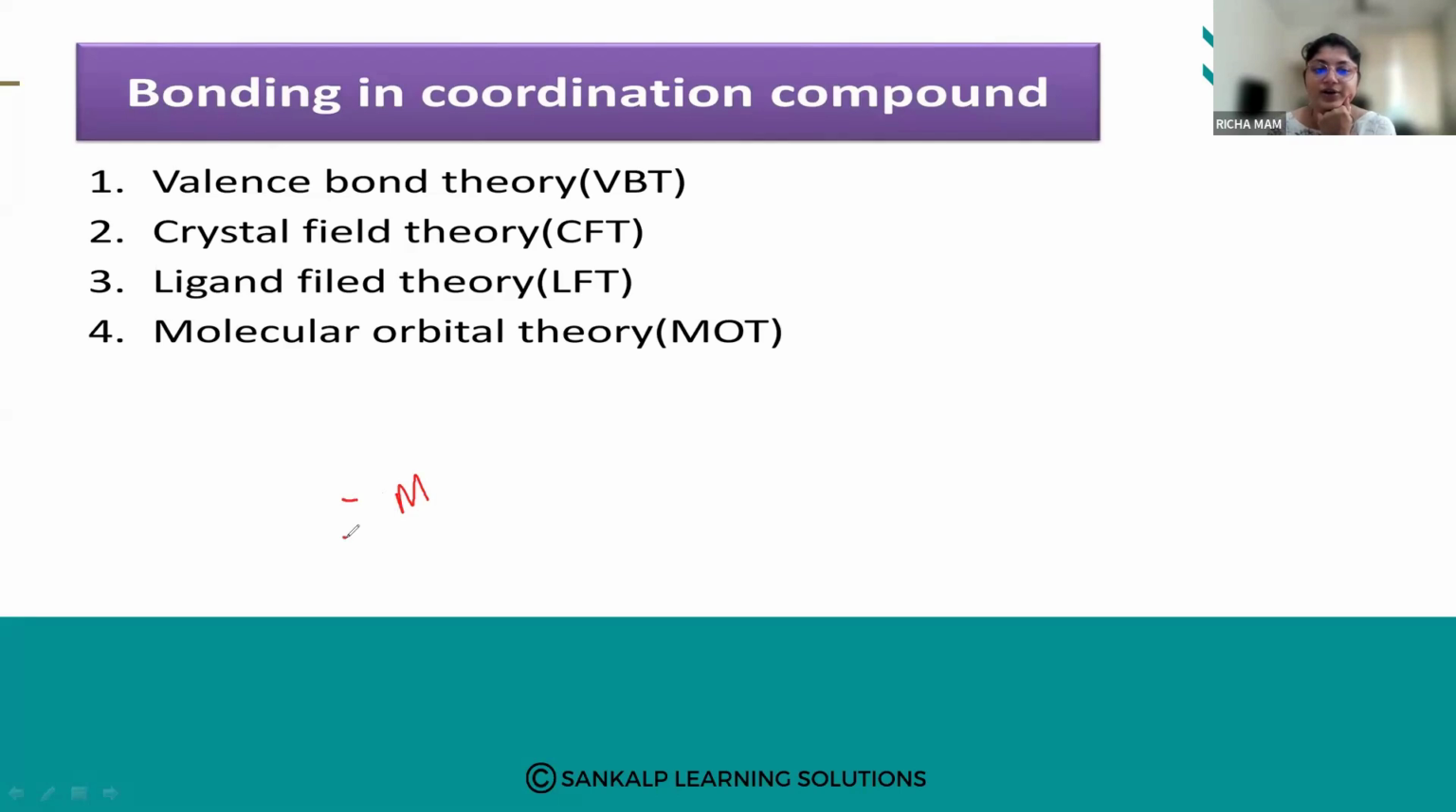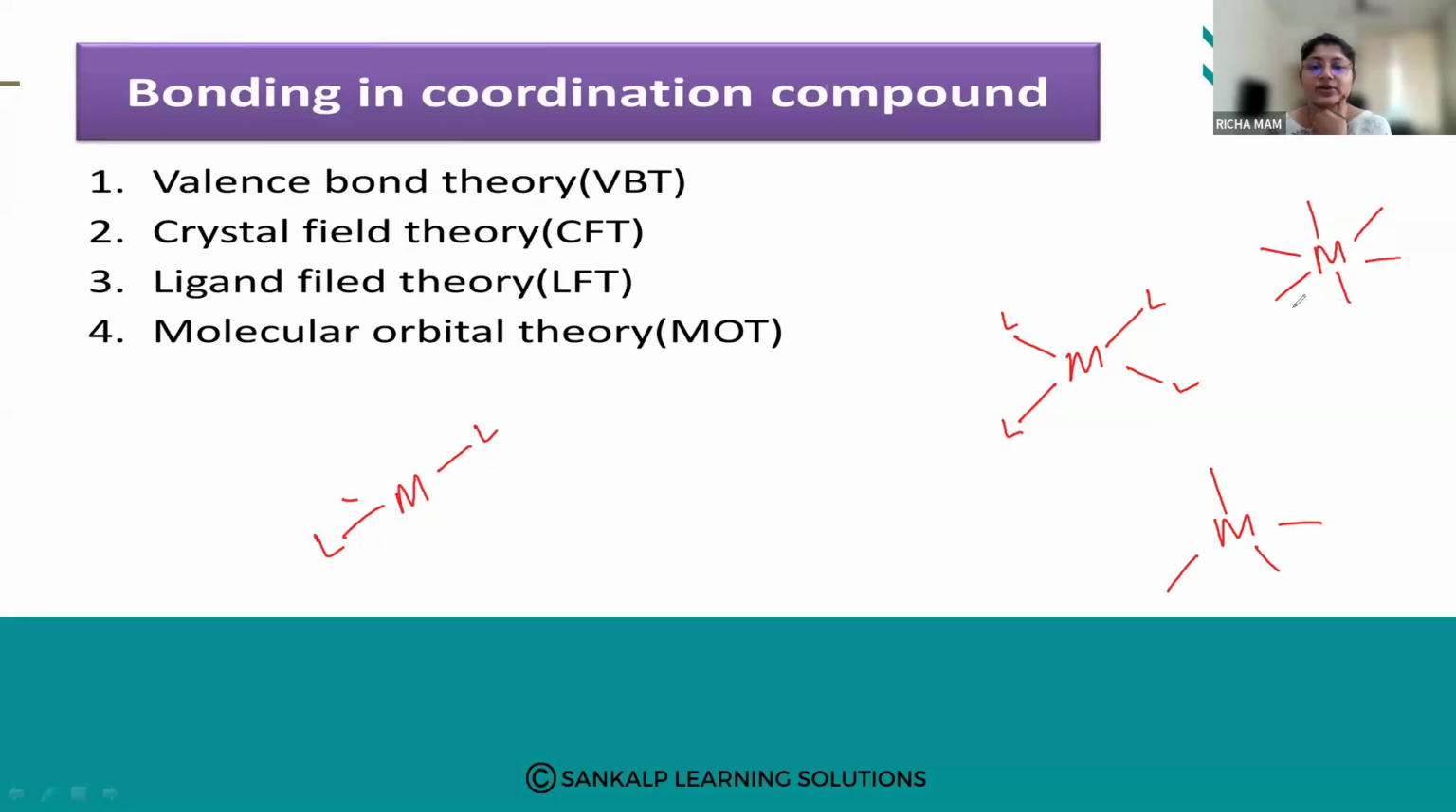If you have two ligands, it will be linear. If you have four ligands, it will be square planar or tetrahedral. If it has six ligands, then it will be octahedral. If it has five, trigonal bipyramidal or square pyramidal, like this, right? So these are the different geometries. So bonding means nothing but the bond which is made between the metal and the ligand.